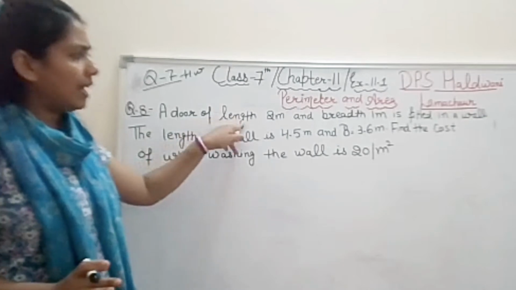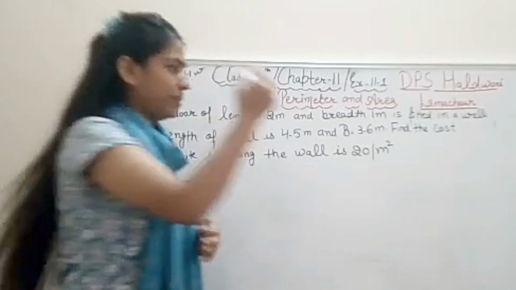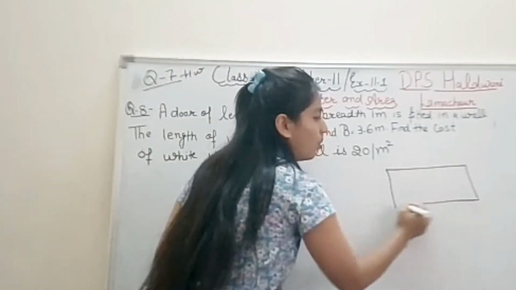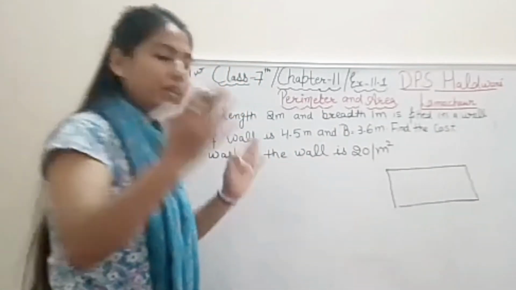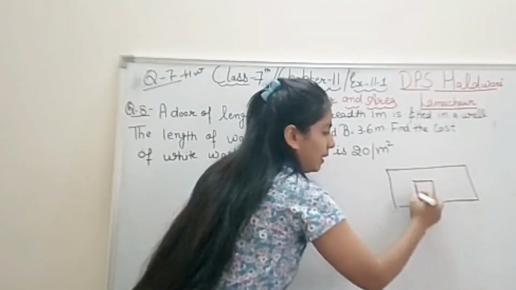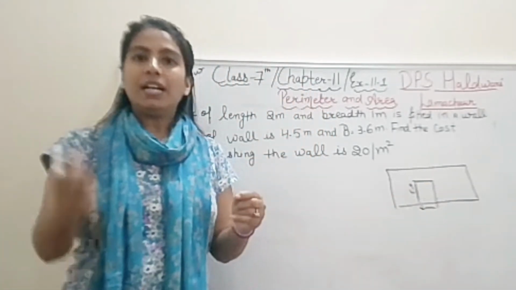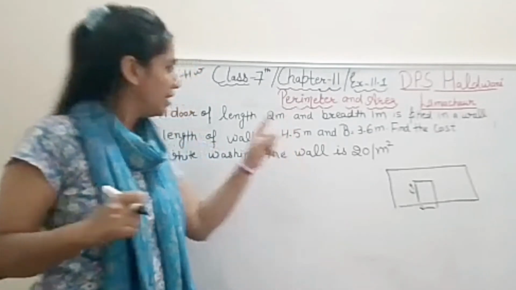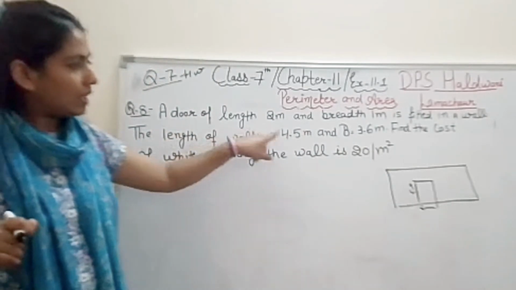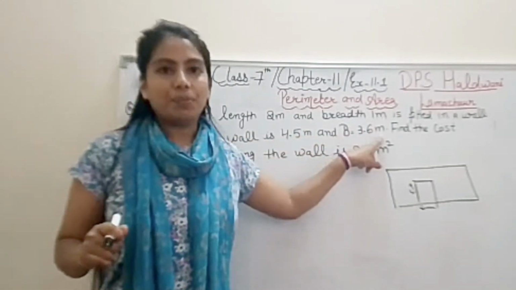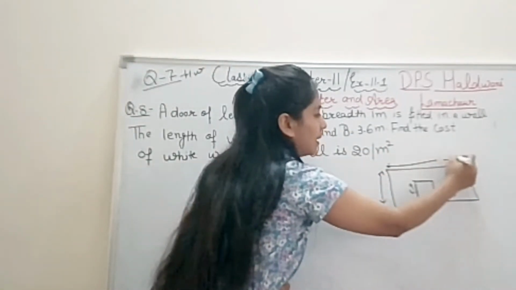A door of length 2 meter and breadth 1 meter is fitted in a wall. Means one wall is there. Suppose this is a wall. Which shape is it? Rectangular shape. In this, the door is fitted. The length and breadth are given. When you measure the door, you measure length and breadth only. The length of the wall is 4.5 and breadth is 3.6. It means this wall's length and breadth are also given to you.